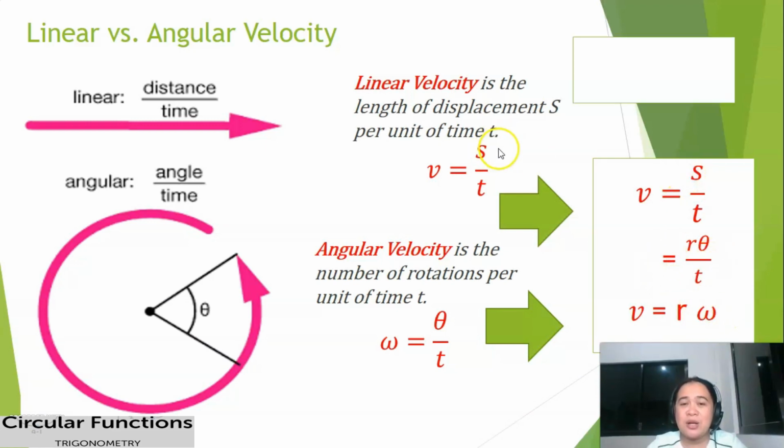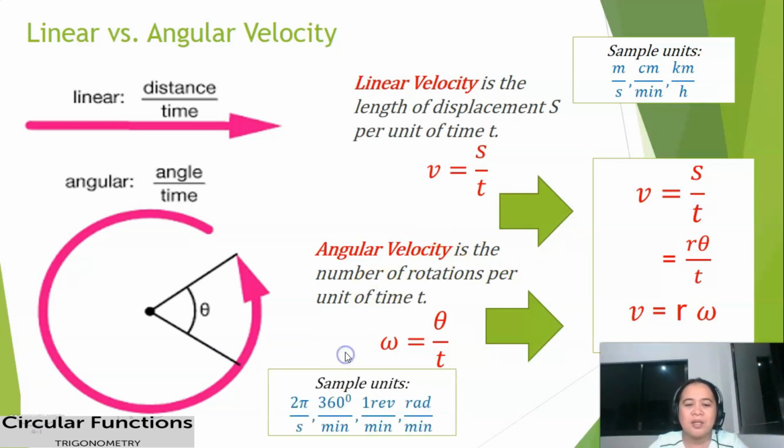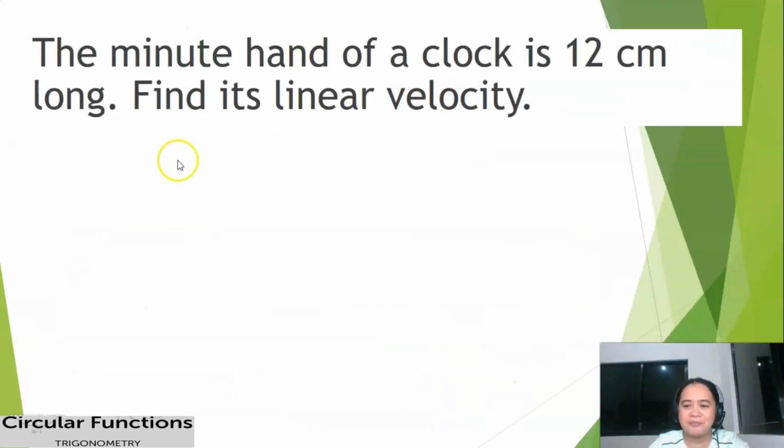Now take note, when you talk about linear velocity, sample units could be meters per second, centimeters per minute, or kilometers per hour. And when you talk about angular velocity, it could be 2 pi over seconds, 360 degrees per minute, 1 revolution per minute, or 1 radian per minute. So let's have a sample problem.